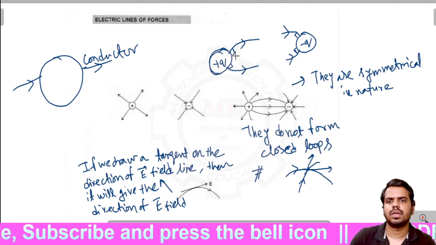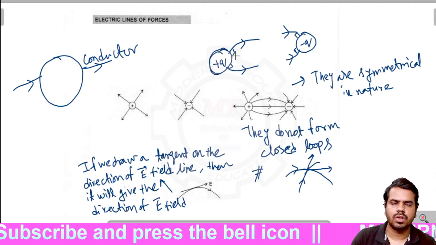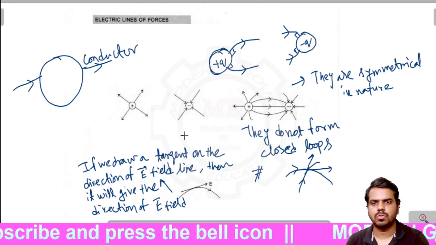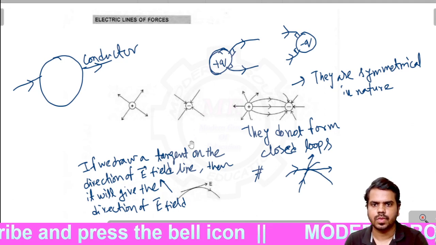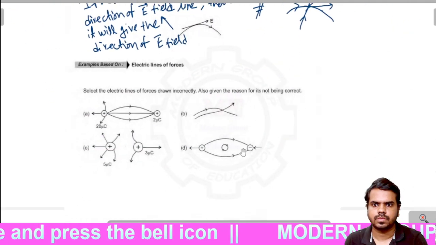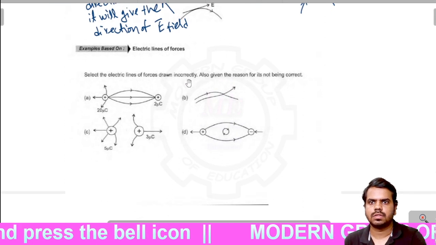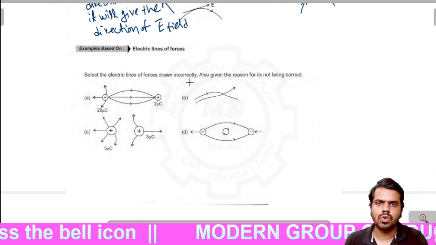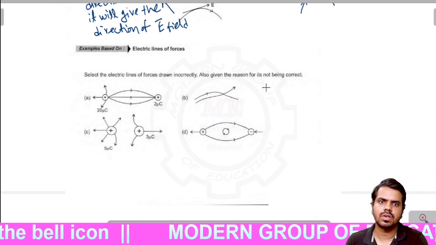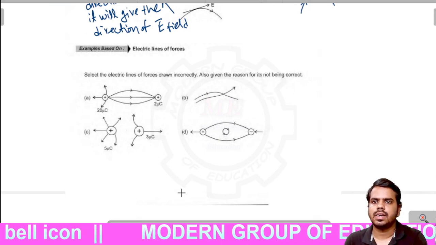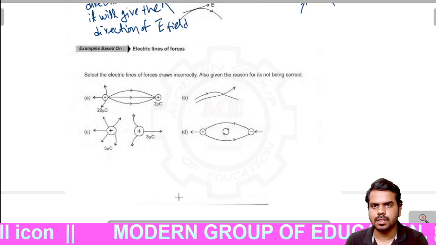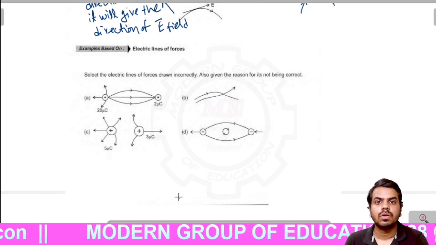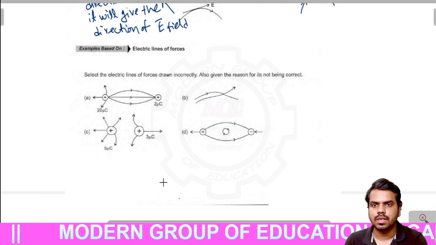So these are the points you have to remember, and now let's do some questions. Here some questions are there. Select the electric lines of forces drawn incorrectly, and also give the reason for it not being correct. Tell me which one is the incorrect line.